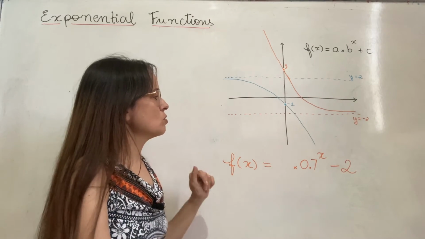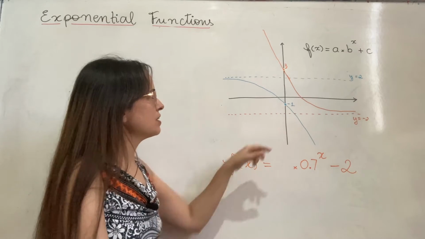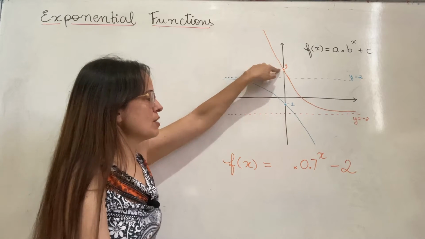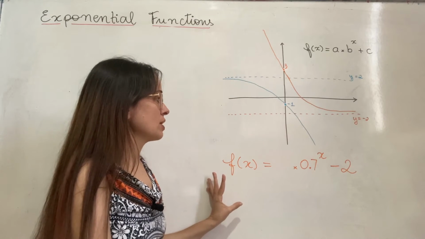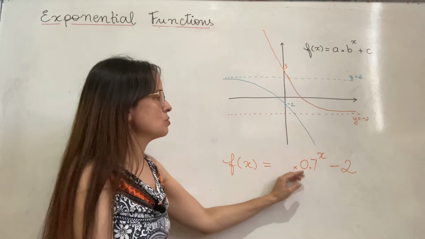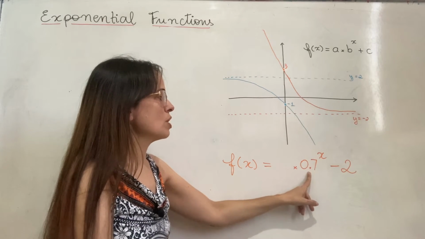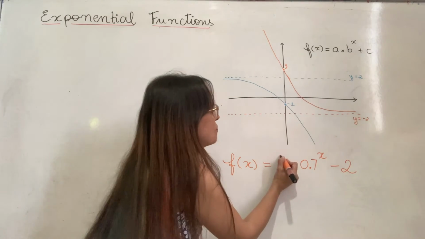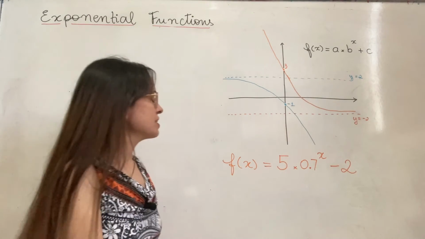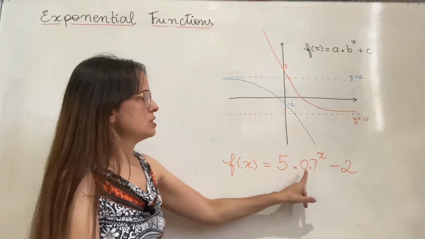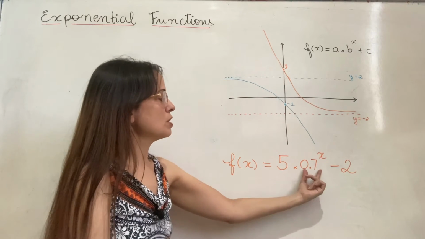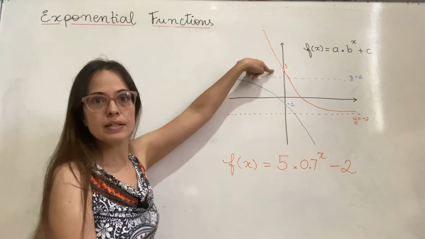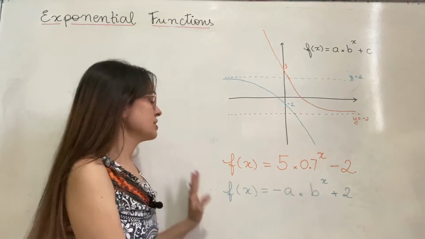There is still one thing to fix here, which is the fact that the y-intercept needs to be at 3, and f of 0 right now is not looking like 3. Right now, f of 0 is, this to the power of 0 is 1, so 1 minus 2 is -1. I want to put like a 5 here, because then when I put f of 0, 0.7 to the power of 0 is 1, 5 times 1 is 5, 5 minus 2 is 3, which is exactly the number that I wanted there.